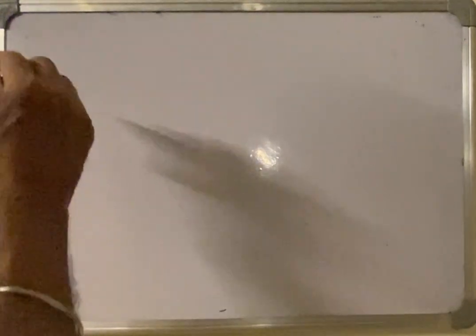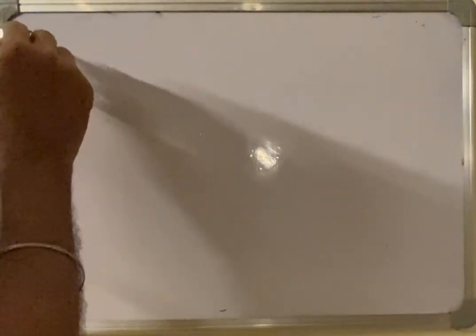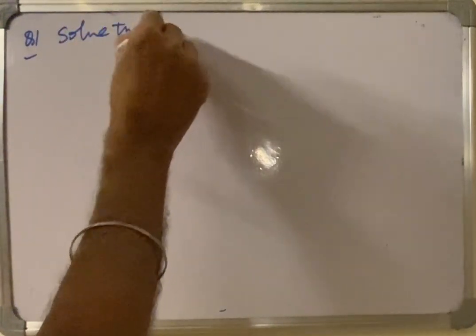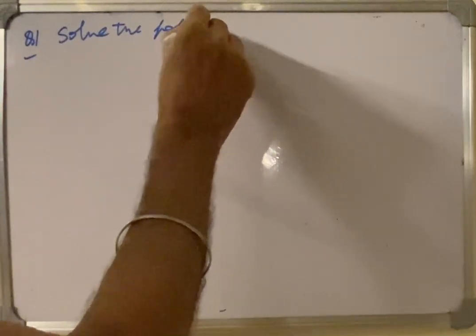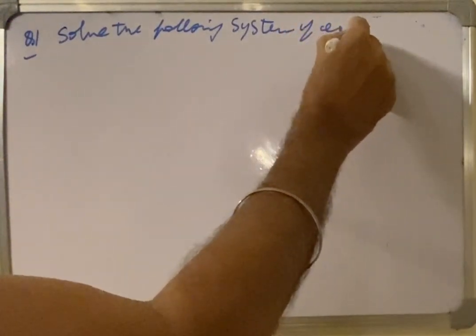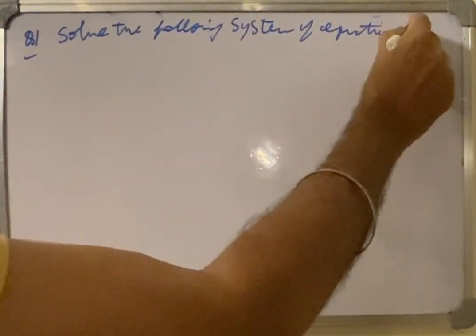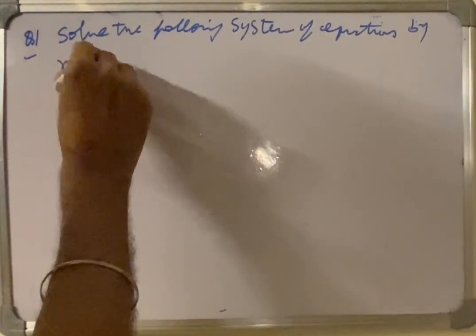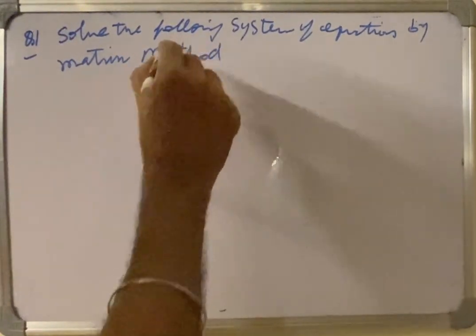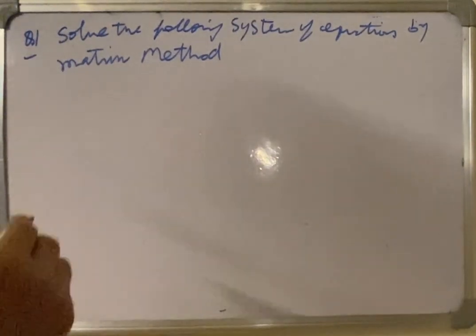In this video, we shall take the solution of system of linear equations by matrix method. Take first question. Solve the following system of equations by matrix method. As we already know, matrix method is a method in which we use inverse.